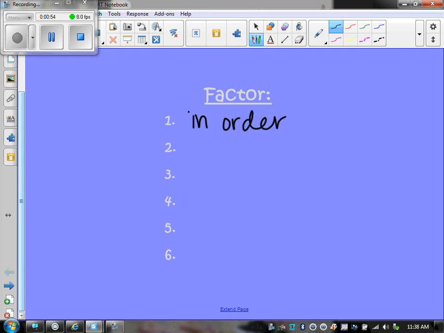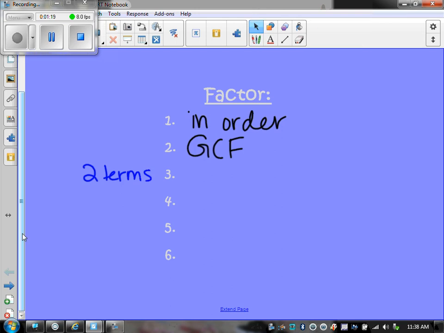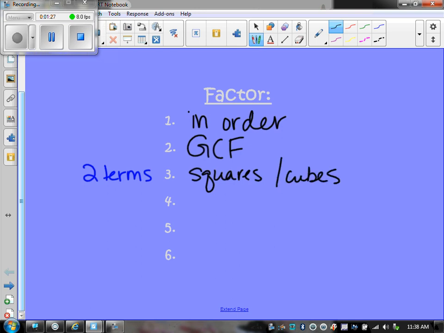Your second step is you need to look for a GCF, a greatest common factor. Is there something you can take out of each term, whether it be a number or a variable? Can you take something out? If you can, you need to do it first before you do anything else. Okay? The next step happens when you have two terms. When you have two terms, you're either going to do squares or you're going to do cubes. We haven't talked about it yet, but that's actually what we're going to do today. So today we're going to factor things with two terms in them. Okay?